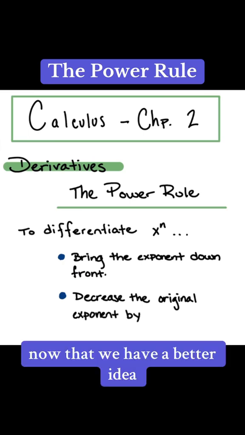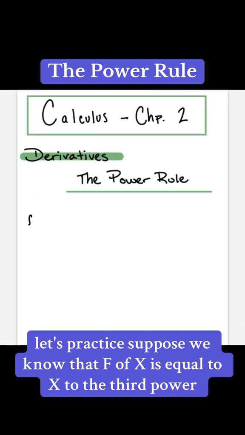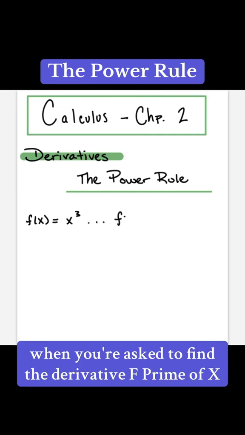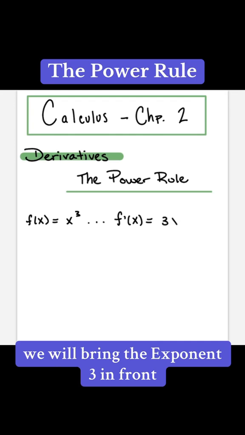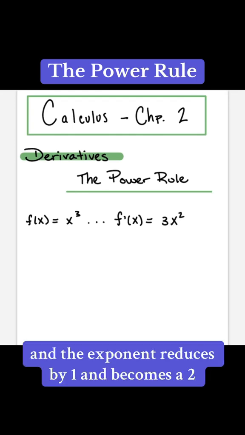Now that we have a better idea, let's practice. Suppose we know that f of x is equal to x to the third power. When you're asked to find the derivative, f prime of x, we will bring the exponent 3 in front, and the exponent reduces by 1 and becomes a 2.